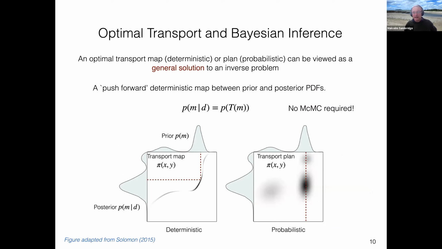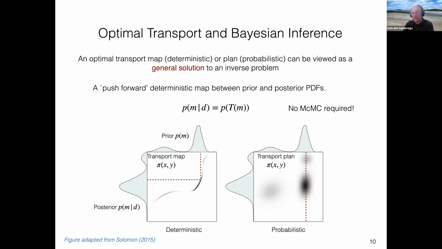Well, let's compare that to Markov chain Monte Carlo. Typically, in Markov chain Monte Carlo, Bayesian sampling, we might generate samples according to a prior. And what the transport map tells us is, we just take those samples and move them to a new point in parameter space, and they are then samples of the posterior by definition.